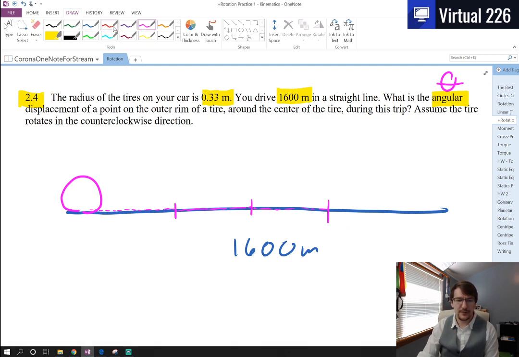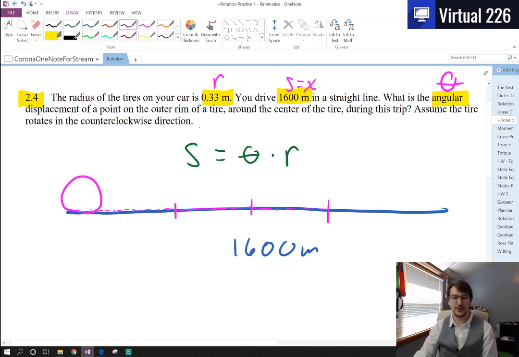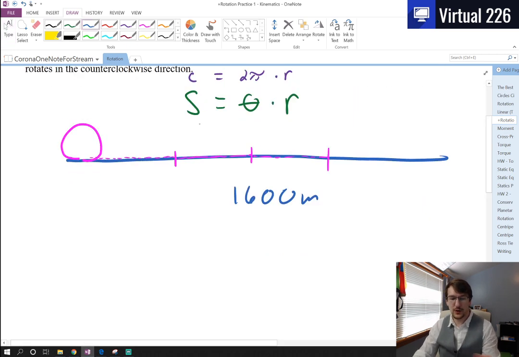Now, we're given a linear distance S, or some people like to write this as an X, and this is an R, so this is just a conversion problem. We know that a linear distance is equal to an angle times the radial distance of that circle, because in your geometry classes, this is just the circumference of a circle. Circumference equals 2 pi, or 1 complete revolution, times the radius. So all we're doing here is rearranging this equation, S equals theta times R, and solving for theta. We're saying theta equals S over R.